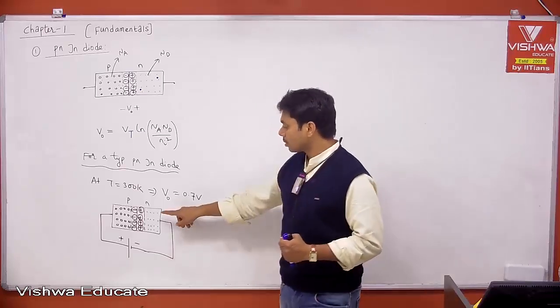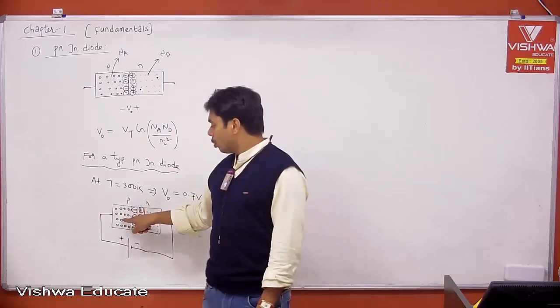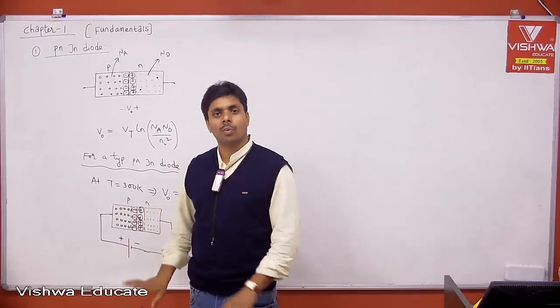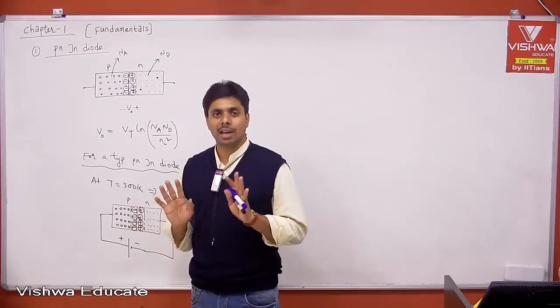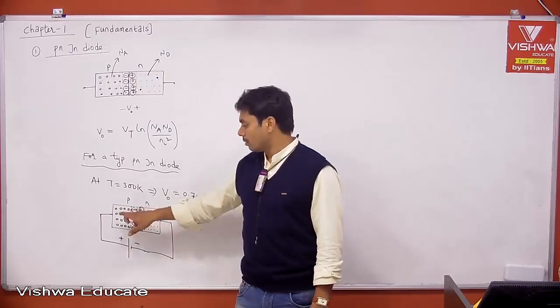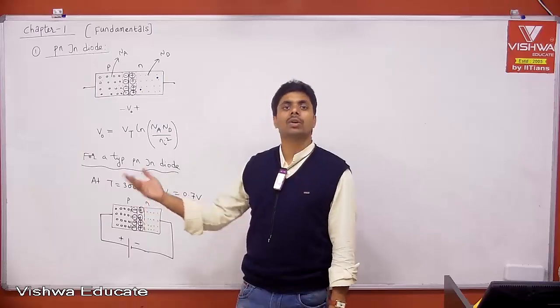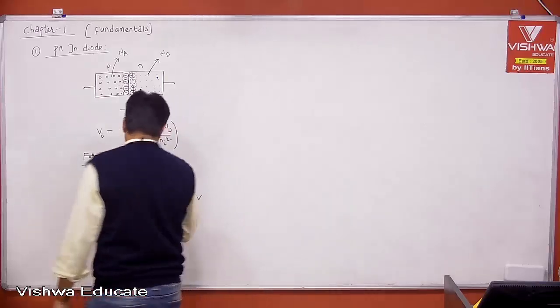In the n-type, the electron movement is free electron or conduction electron movement, and hole movement is valence electron movement. Whatever it may be, it is ultimately electron movement only, whether conduction band or valence band. I am not going into those details, that is fine.